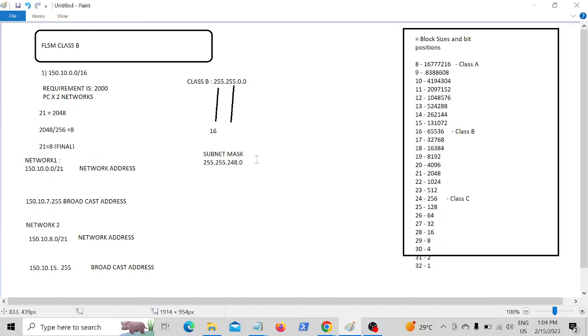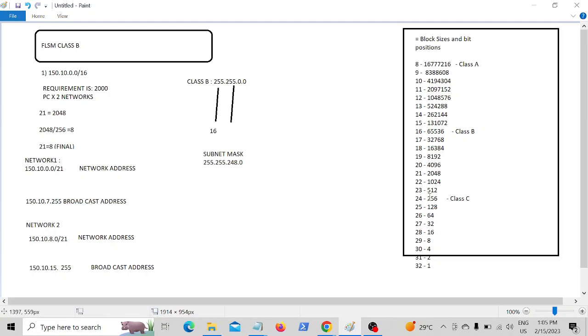So how are we going to get it? You have to look at this subnetting table, this block size and bit position. You have to look at the first 8 bits if you want to calculate the subnet mask in subnetting. The requirement is 21, so 16 is already there, 8 plus 8 is 16. Here it is slash 21, so now the requirement is 17, 18, 19, 20, 21. The requirement is for 5 bits.